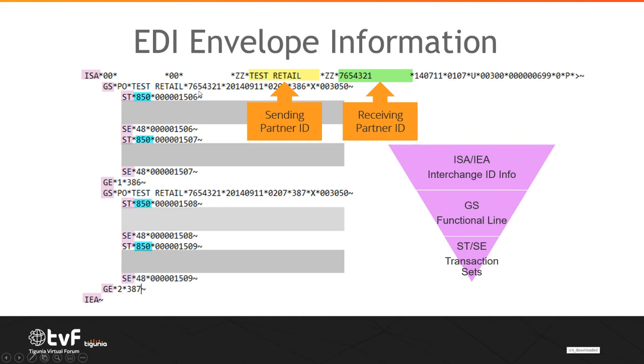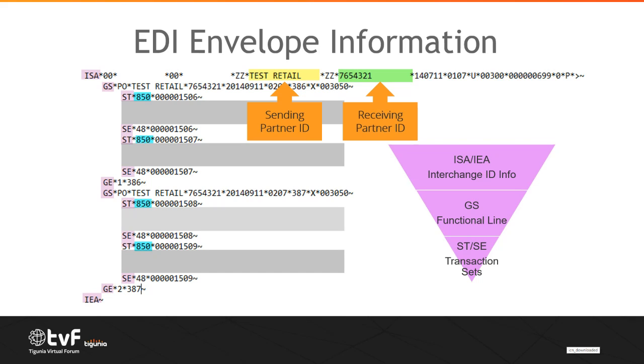But they could be different, because a partner could have multiple companies with multiple locations that they want to handle with different IDs. So you could have a different functional ID at the second level of the envelope than the first level, to help differentiate which company of the partner you're dealing with. Finally, the third level of the envelope, the ST, SE section, represents the actual document number that you're going to be processing.